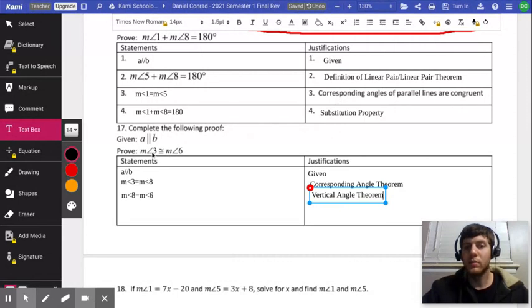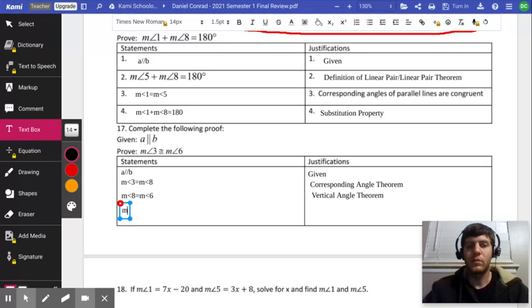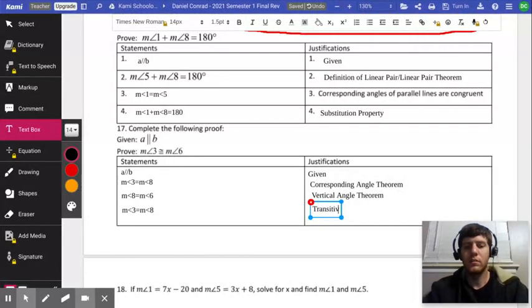Okay, we now have the measure of angle 3 equal to the measure of angle 8, and the measure of angle 6 is equal to the measure of angle 8. So we can use our transitive property. If two things are equal to the same thing, then they're equal to each other. So here we have two angles that are both equal to the measure of angle 8. Therefore, we know they're going to be equal to each other. So the measure of angle 3 is going to equal the measure of angle 6. And that is your transitive property.